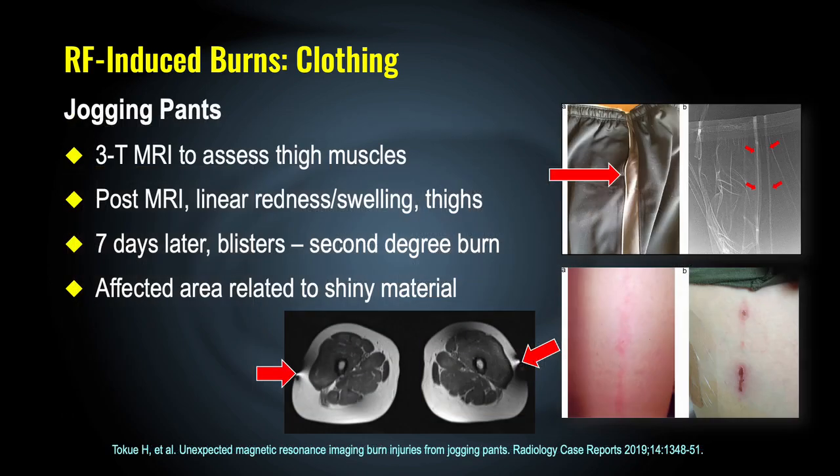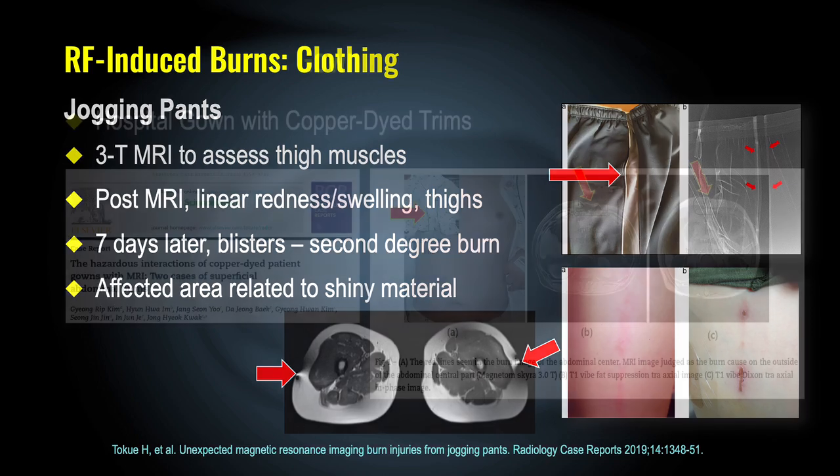Here's another example of an injury associated with the patient's clothing. In this case, a second-degree burn was caused by allowing the patient to wear jogging pants while undergoing a 3 Tesla MRI exam of his thighs. Note the susceptibility artifacts caused by the local magnetic field inhomogeneities created by the shiny material of the pants.